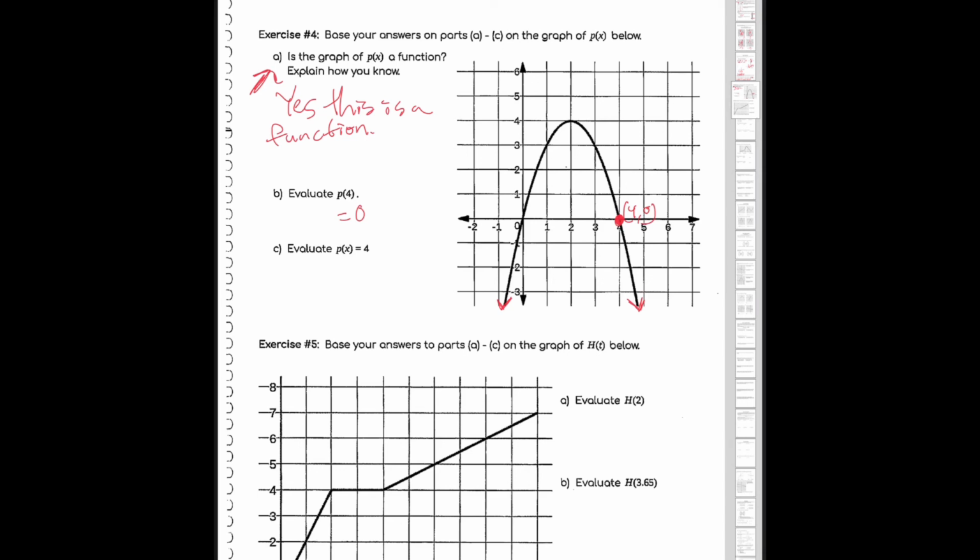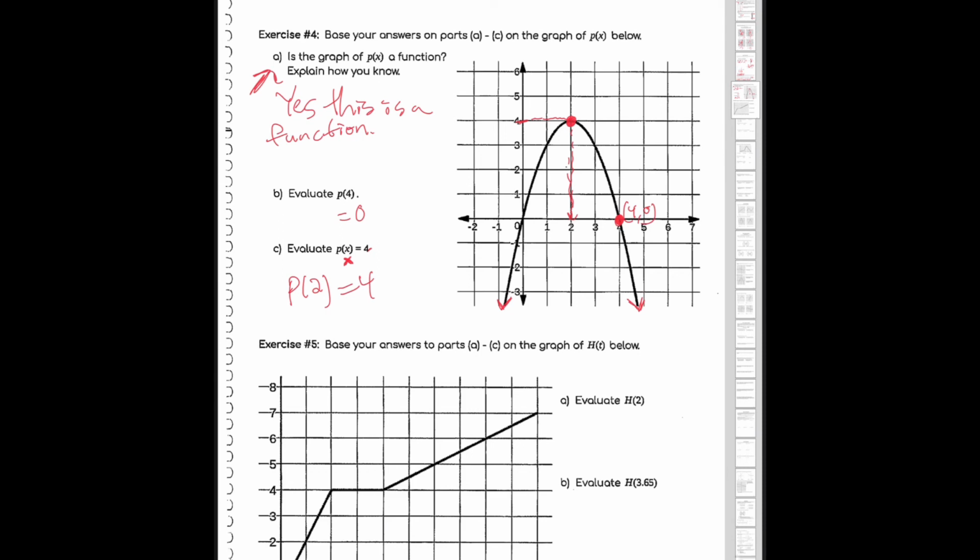Now we have it the other way around. We're looking for p of x when it's equal to 4. So basically, what is the x value when the y value is 4? Here's when my y value is 4, at this spot right here. So what was my x value that got me there? That would be p of 2. If you look where 2 is, you follow it up, that gives me my value of 4. So p of 2 is equal to 4.